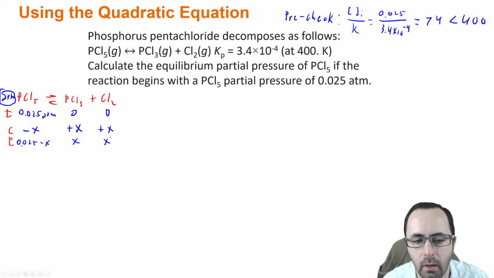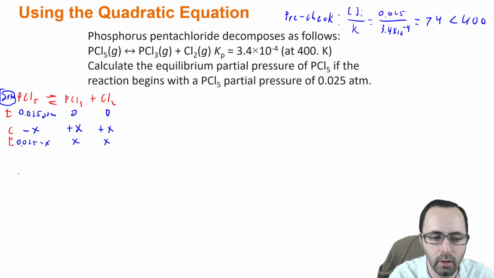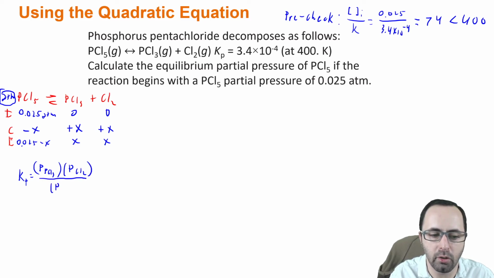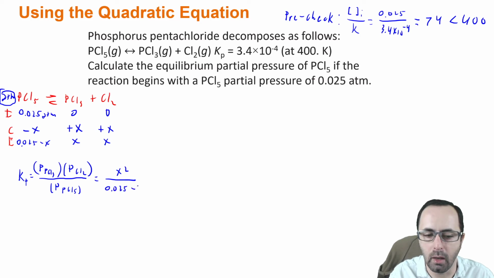Okay, and so now we're going to plug this into our K. It's going to be the products over the reactants again. So Kp here is going to be the pressure of the PCl3 times the pressure of the Cl2 over the pressure of the PCl5. And so this is going to be x times x on the top, which is x squared, and on the bottom, it's going to be 0.025 minus x. And this is going to be equal to 3.4 times 10 to the minus 4.